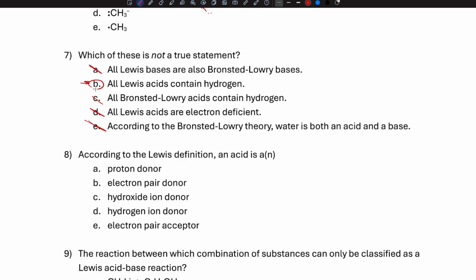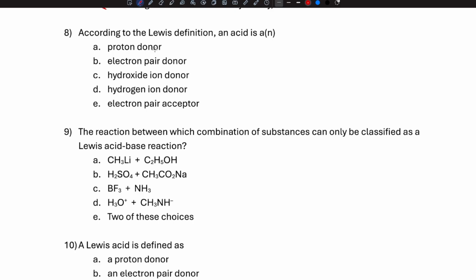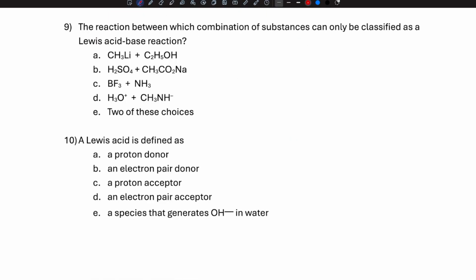And so our answer should be B. In number 8, according to a Lewis definition, an acid is A. We should be very, very familiar with this by now. The definition of a Lewis acid is an electron pair acceptor. The reaction between which combination of substances can only be classified as a Lewis acid-base reaction?